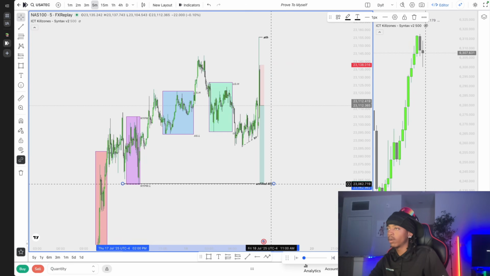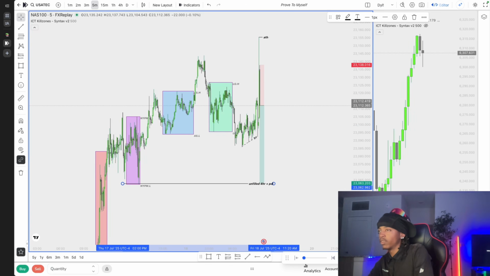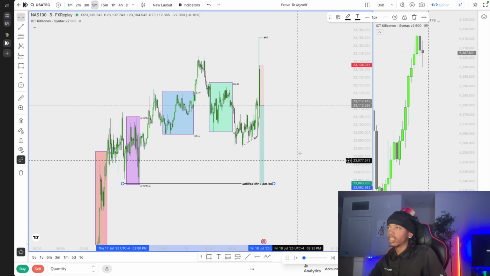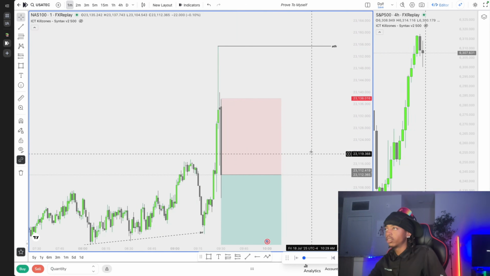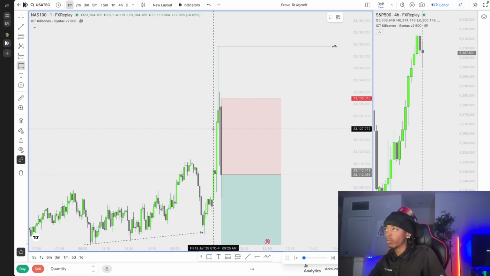So we have the unfilled 4 hour plus previous day New York PM. So we have PM low from yesterday. I'll just put PM low. Just like that, previous day PM low, kind of stacked into one another. And then for entry, of course, as always, we have this big 1 minute inversion.